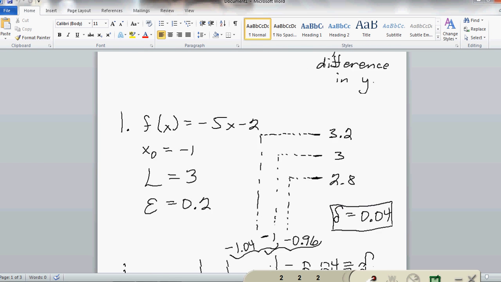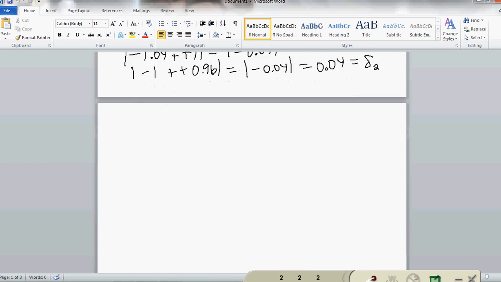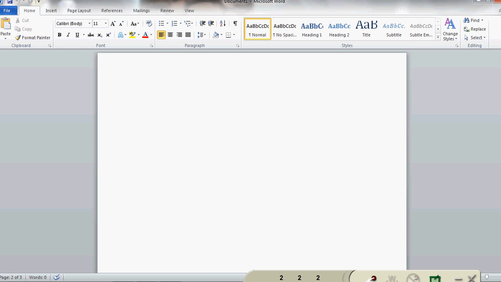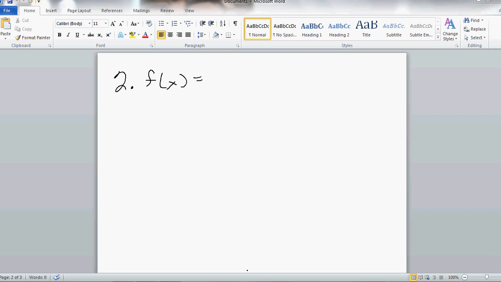Example number 2 is pretty much the exact same stuff, just different functions. Once again, look at the drawing and use what's there. So number 2, f of x equals 2 root x. x sub 0 is equal to 3, so we're going to be approaching 3. The limit is not too difficult to calculate. That is 2 root 3. That shouldn't be a big surprise. And we're going to let epsilon equal 1/4.